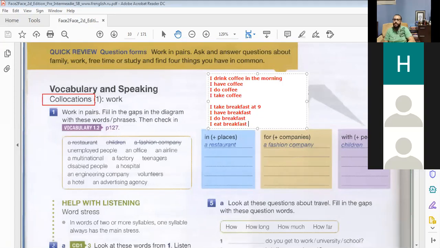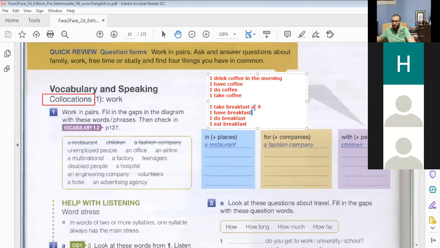I take breakfast. I have. I have breakfast at 9, I do breakfast at 9, or I eat breakfast at 9. I have breakfast. That's correct. So in reality, I have breakfast and I have coffee. These are the best two sentences. The reason is that the verb have collocates well with food and drink. So anything you eat or drink, it's better to use have to talk about it instead of saying I drink coffee or I eat breakfast.